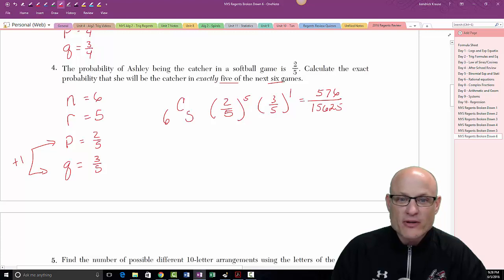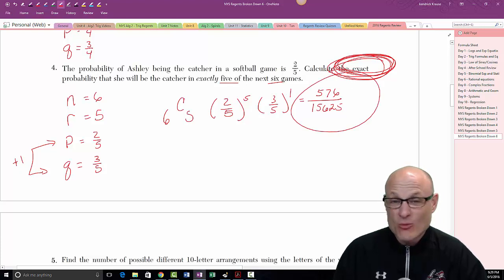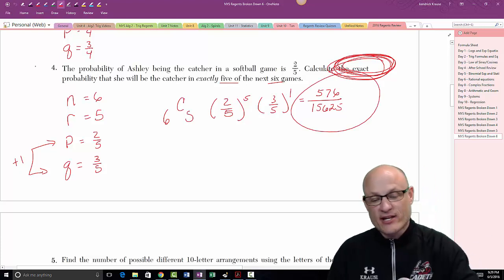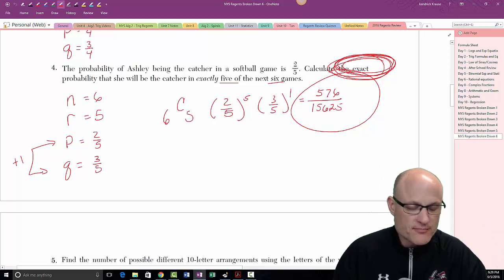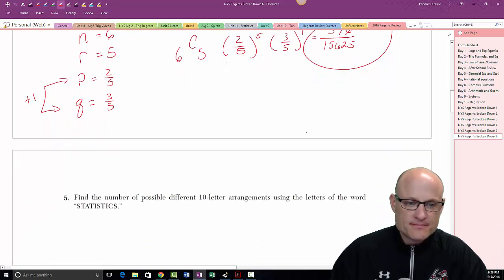Did they ask us to round anywhere? Calculate the exact. By the way, if they say exact, this better be a fraction. It better not be some whacked out irrational decimal. It's not going to work. All right, let's move on.